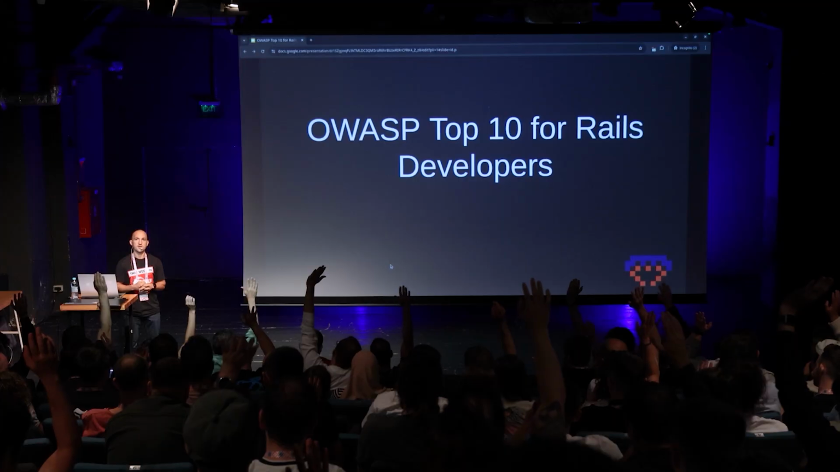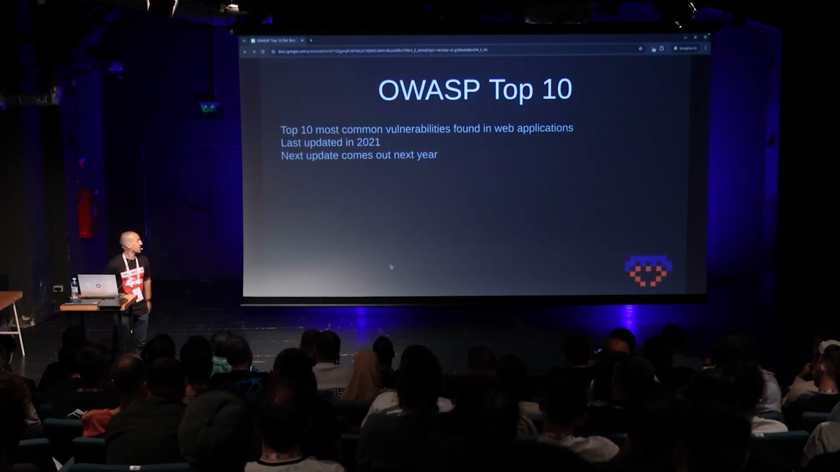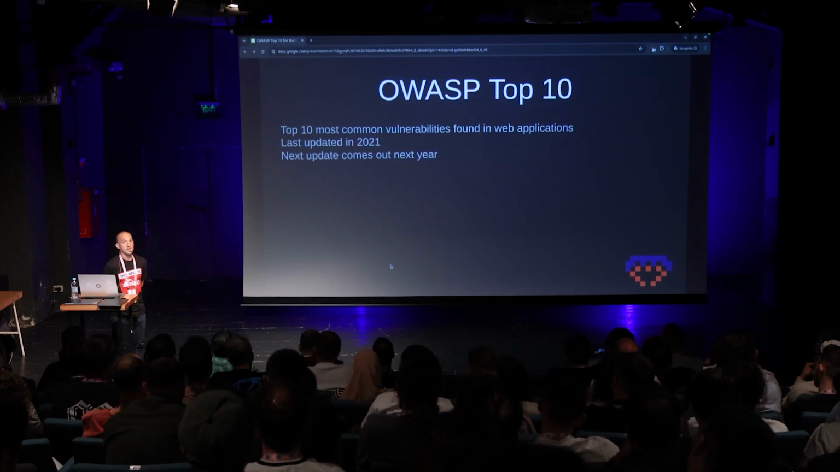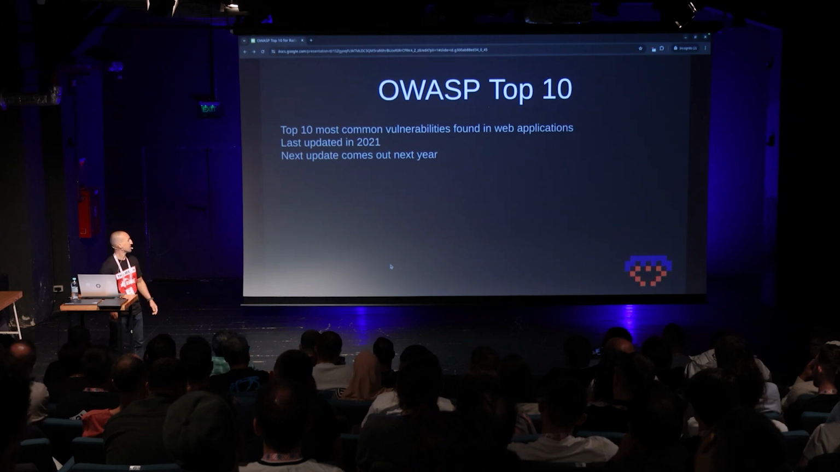So, hi everyone, my name is Greg, and today I will talk about OWASP Top 10 for Rails developers. Just a quick question, how many of you have heard about OWASP before? Amazing, great. So, I will still explain what OWASP Top 10 is. It's the top 10 most found vulnerabilities in web applications. The list was updated last time in 2021, and the next update is coming out next year.